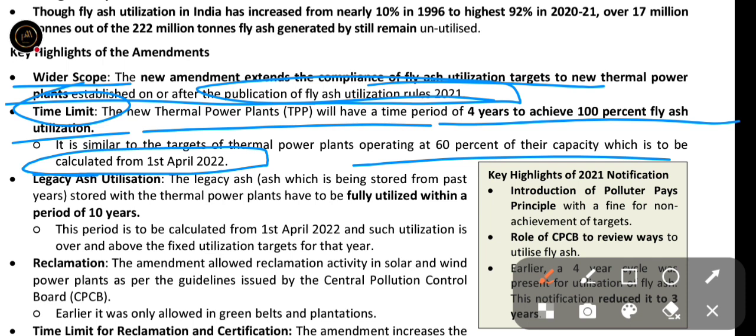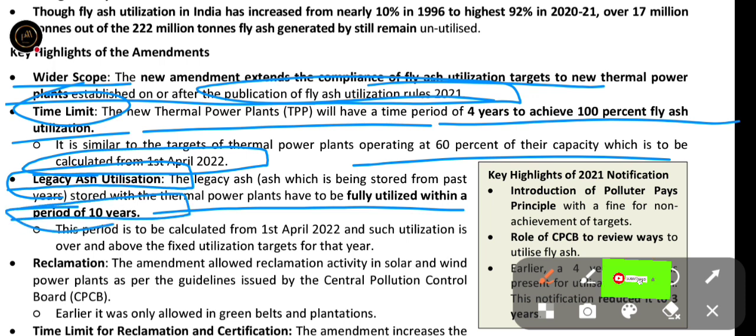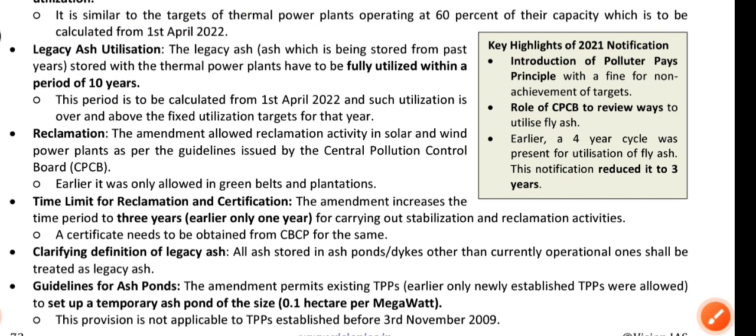Okay, and for legacy ash utilization, under this utilization plan, the legacy ash, that is the ash which has been stored from past years. Okay, this is the legacy ash, and legacy ash stored with the thermal power plants has to be fully utilized within a period of 10 years, and this period is to be calculated from 1st April 2022, and such utilization is over and above the fly ash utilization targets for that year. So you should remember this.